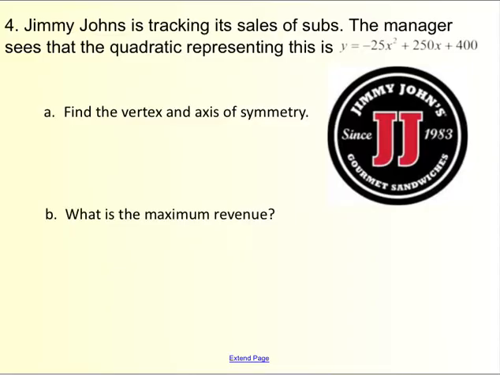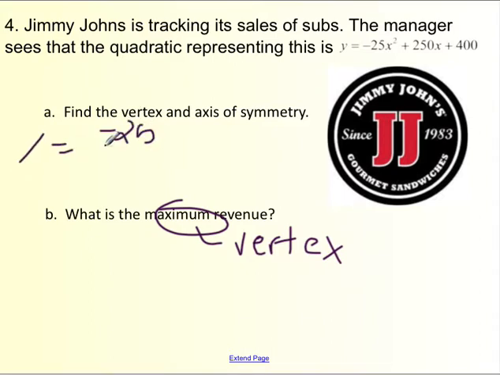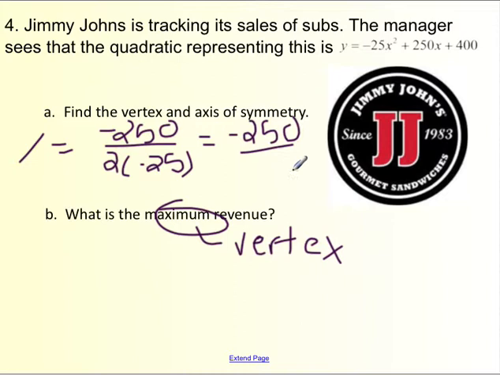For this last problem, it's asking us to find the maximum revenue. Now, remember that word maximum. The word maximum always comes from the vertex. So if ever you're doing a word problem and it says maximum or minimum, you know you need to calculate the vertex. So let's do that. To calculate the vertex, I'm going to do x is equal to the opposite of b over 2 times a. So when you plug that in, you end up getting negative 250 divided by negative 50, so x is equal to 5. So that's my axis of symmetry and the x-coordinate of the vertex.